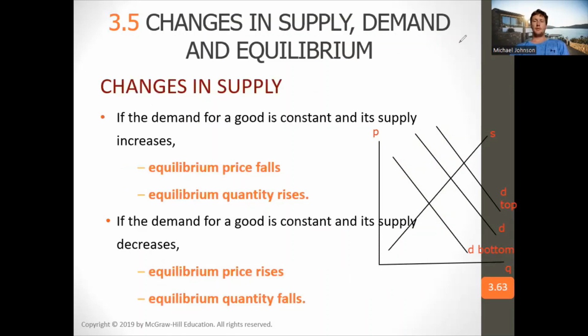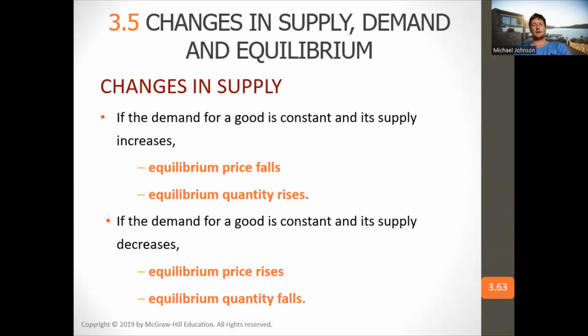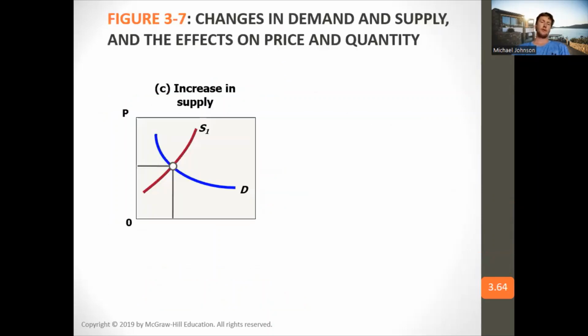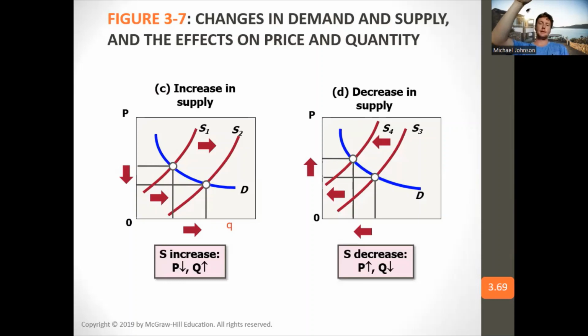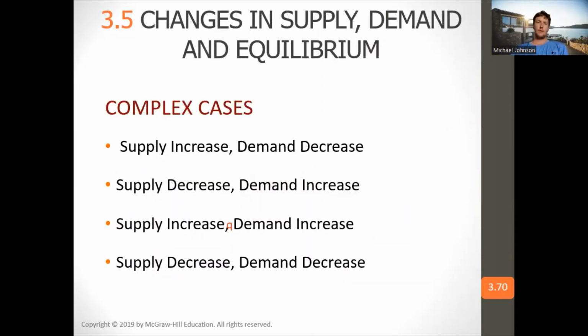So then if the demand for the good is constant and supply increases, equilibrium price falls, equilibrium quantity rises. If the demand for a good is constant and supply decreases, equilibrium price rises, equilibrium quantity falls. As we show here, the supply increases, shifts right, price goes down, quantity goes up. Quantity is on the horizontal. And then here, a decrease in supply shifts left, price increases, quantity decreases.